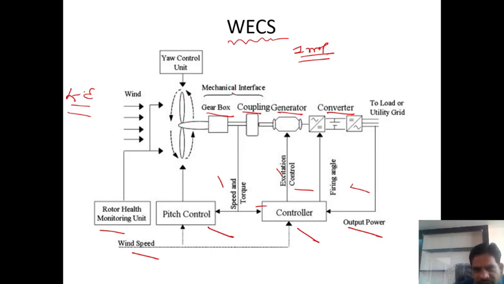This assembly is what we call the mechanical part: the shaft, gearbox and coupling are related to mechanical. The generator and the utility grid are connected to the electrical section. The controller and pitch control are connected to the computer section. So the blades rotate, and along with the blades the shaft rotates.